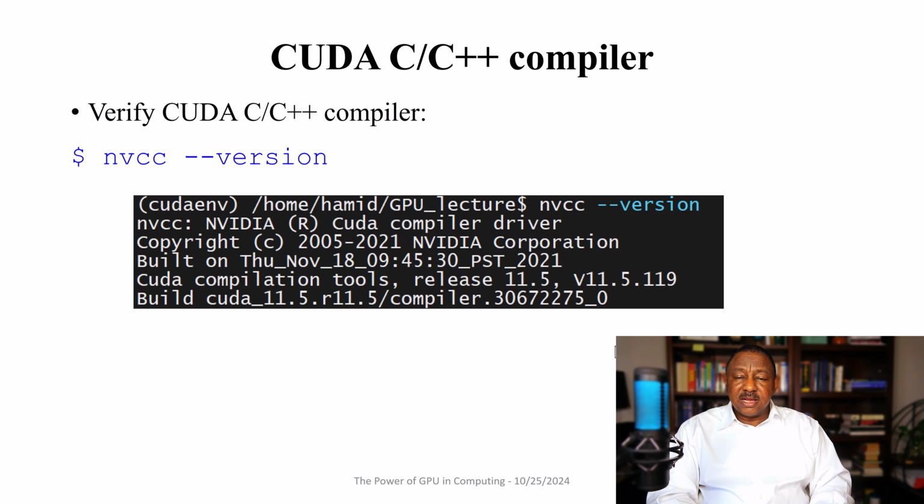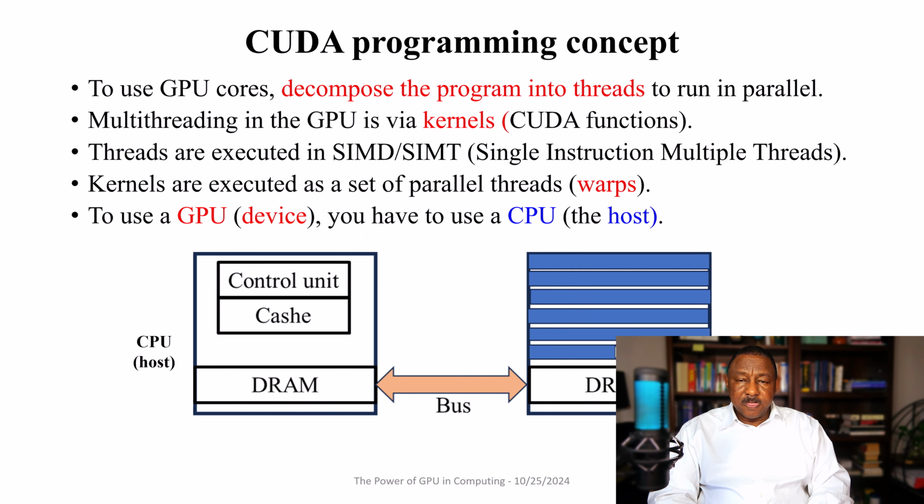NVCC. And if you want to check whether this compiler is installed or not, you can run nvcc --version. It will tell you about the version of the compiler, and we use this when you write code in CUDA C++, then you can use this command to compile your program.